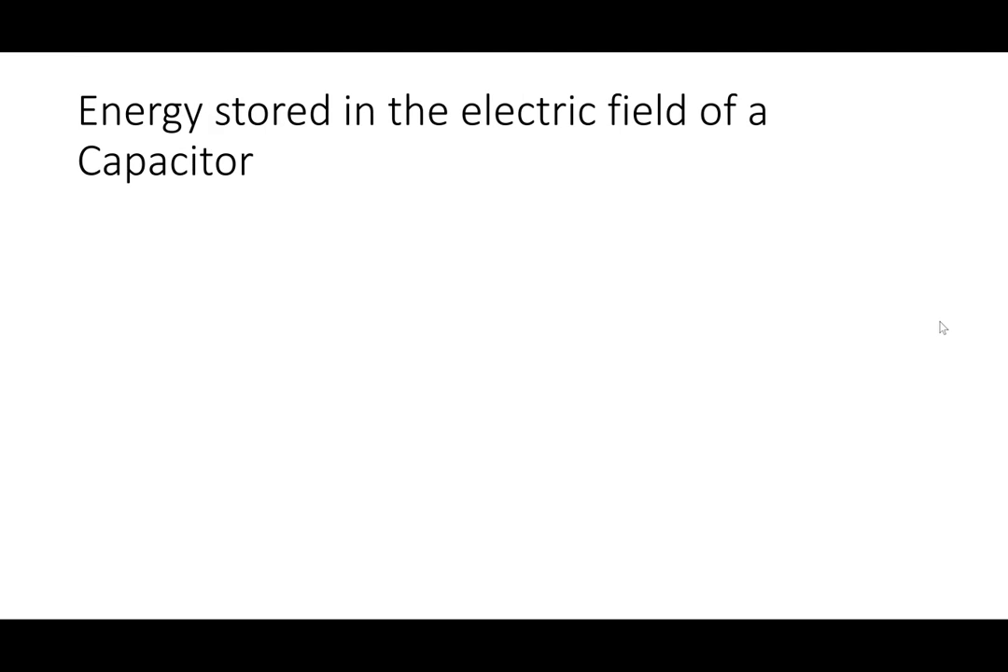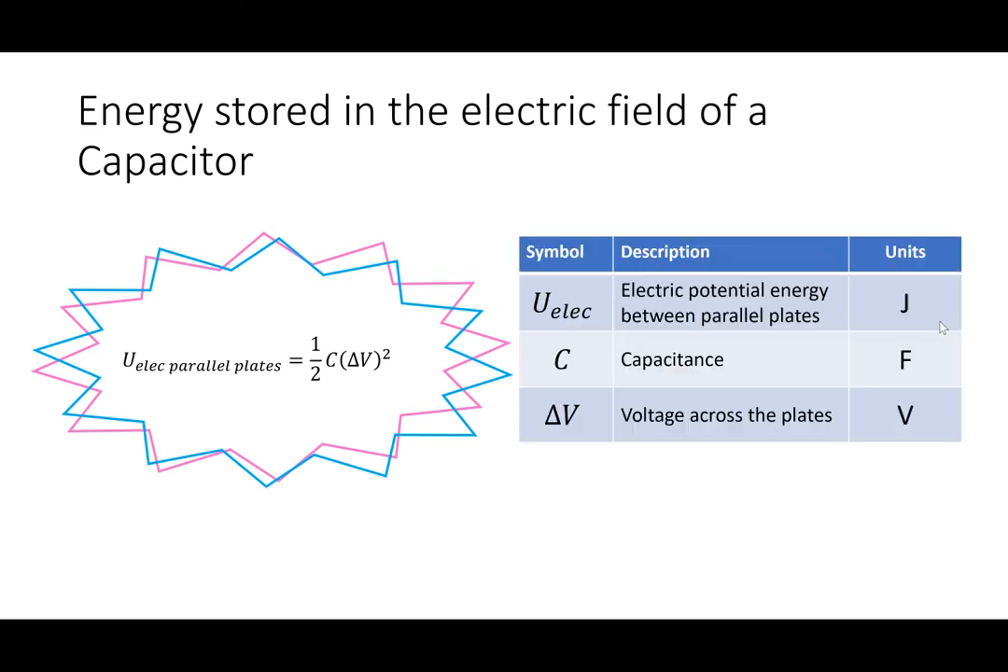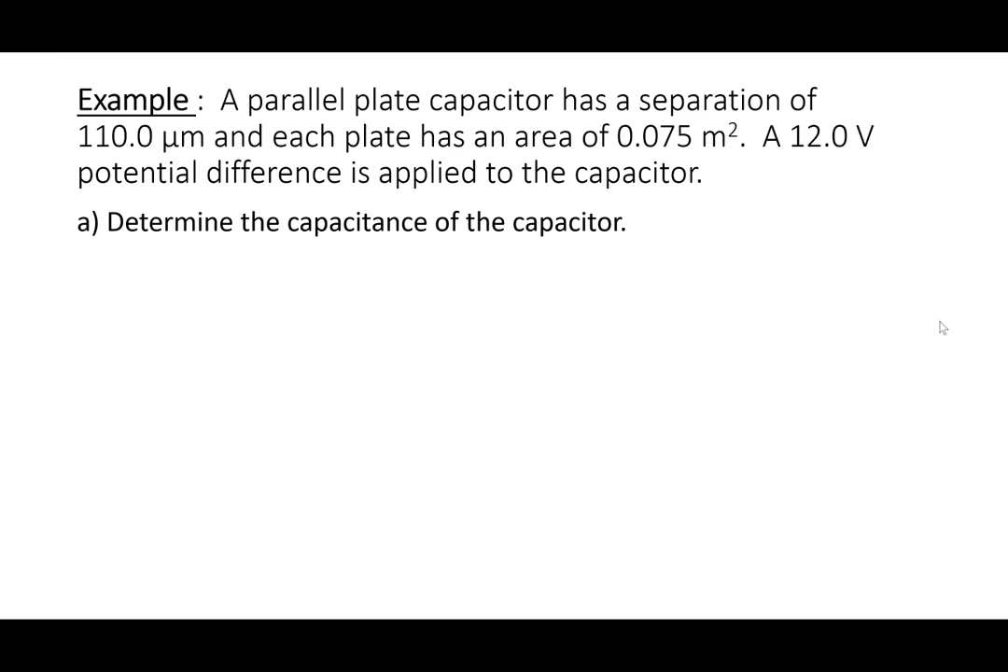Now, all electric fields store energy. So what we really want to do is be able to determine the energy stored in a capacitor. So the electric potential energy between two parallel plates is just 1/2 the capacitance times the voltage across the plates squared. So, as an example, a parallel plate capacitor has a separation of 110 microns or micrometers, and each plate has an area of 0.075 meters squared.